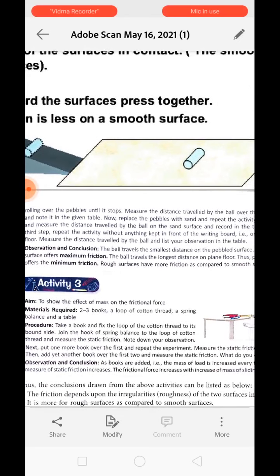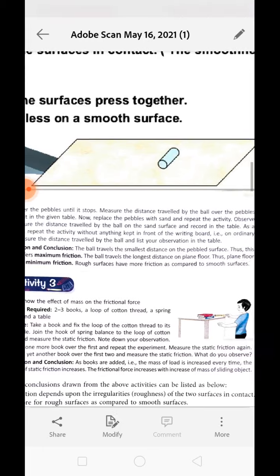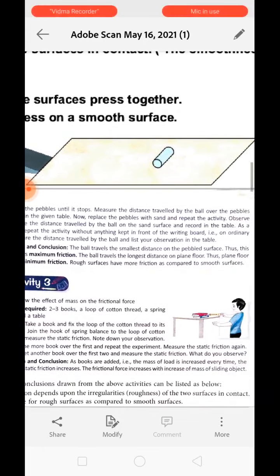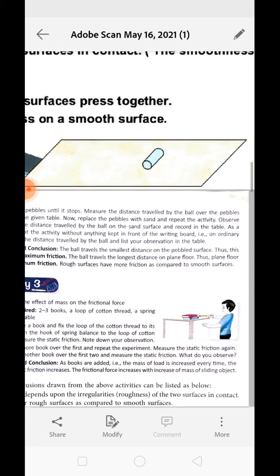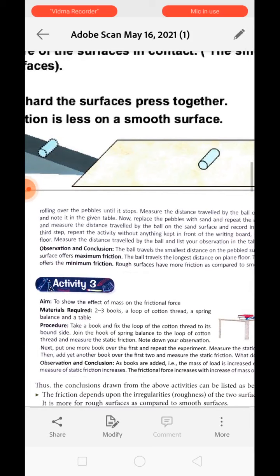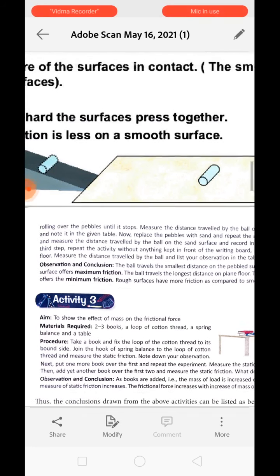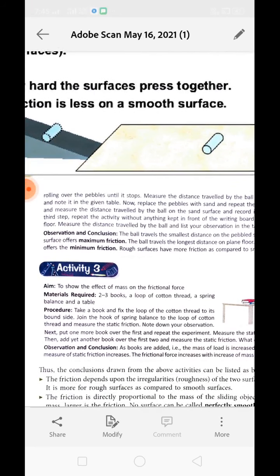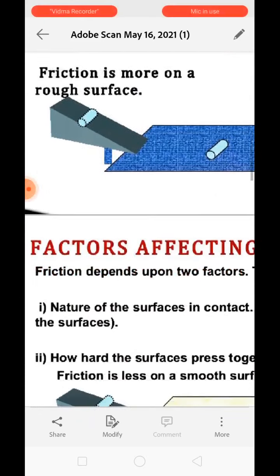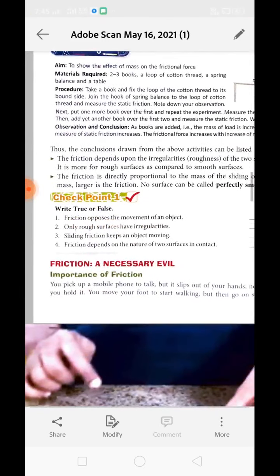The ball travels the smallest distance on pebbles, thus the surface offers maximum friction. The ball travels the longest distance on the plane surface, thus the plane surface offers minimum friction. So we can say that the nature of surface is very important for friction to cause. Now next was what? Mass of the sliding object.